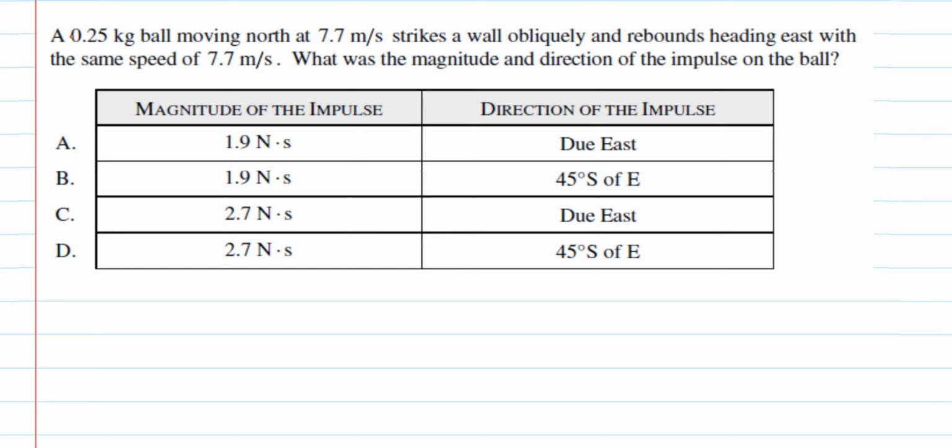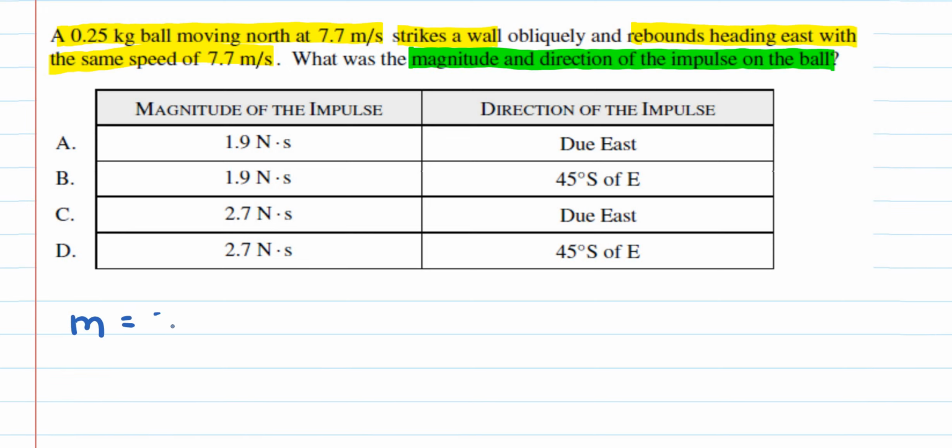In this next problem, we have a 0.25 kilogram ball moving north at 7.7 meters per second. Then it strikes a wall and rebounds heading east with the same speed of 7.7 meters per second. And we want to figure out the magnitude and direction of the impulse on the ball there. Okay, let's go ahead and collect some information here. So we know the mass is 0.25 kilograms, and we know the speed is 7.7 meters per second.